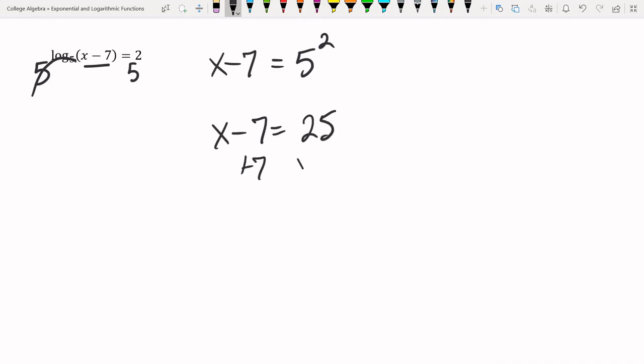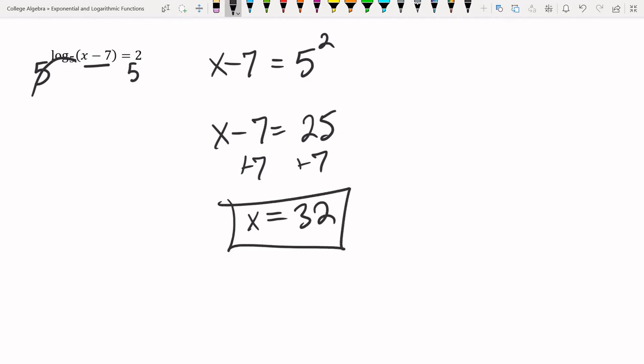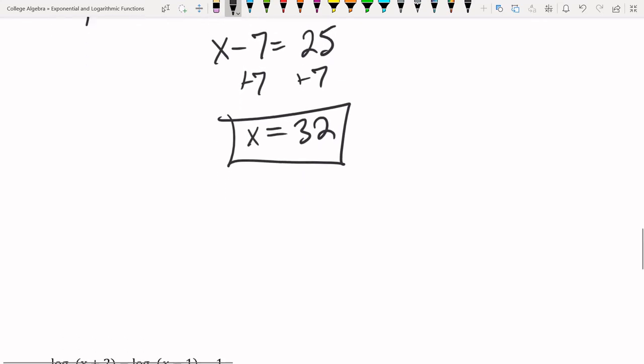And then all we have to do is add 7. So we get x equal to 32. And you can check your work real quick. If you plug 32 into here, 32 minus 7 is 25, and log base 5 of 25 is 2, because 5 squared is 25.